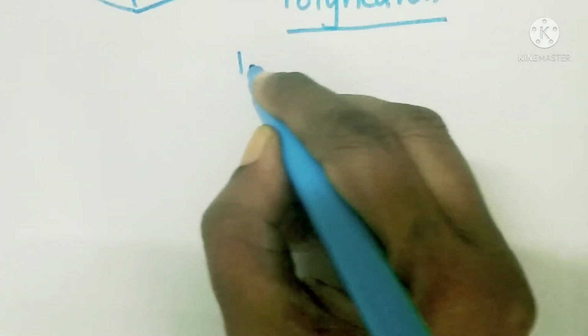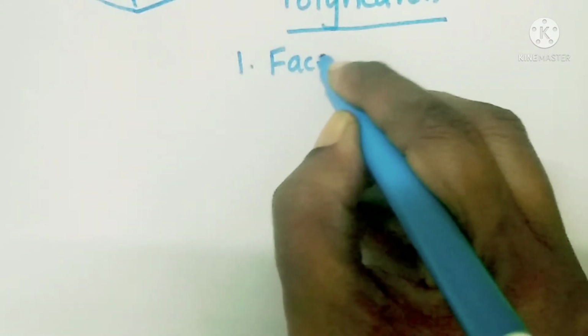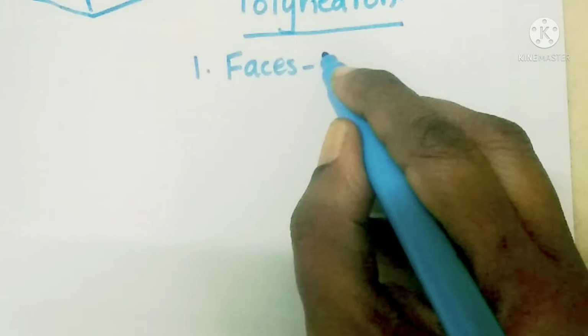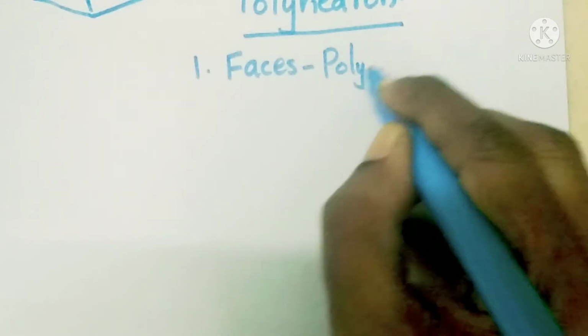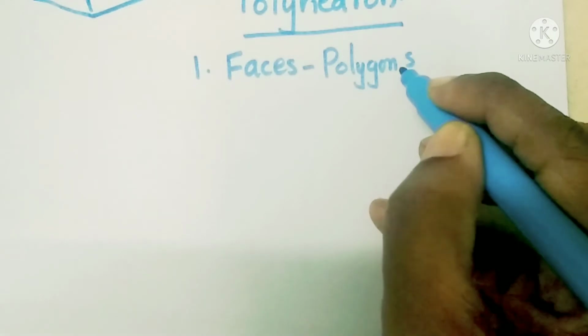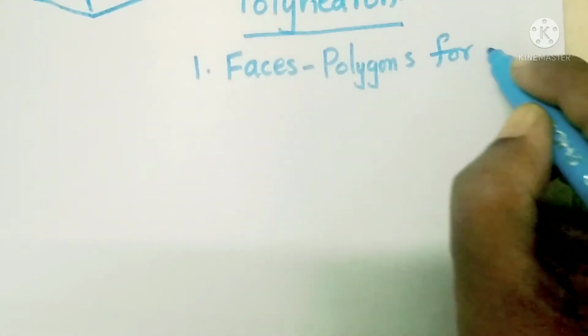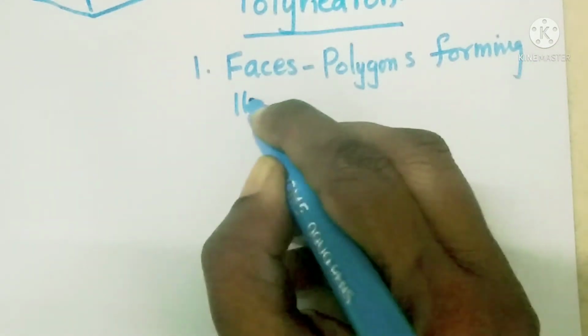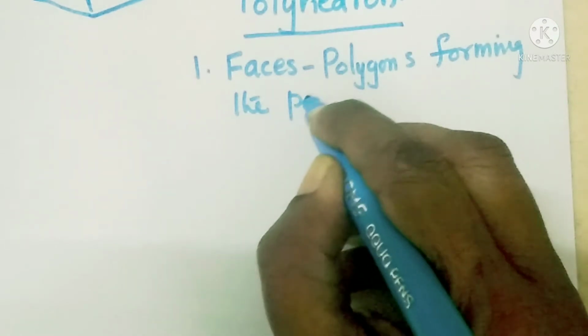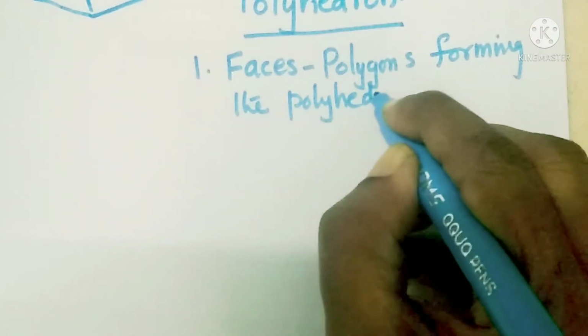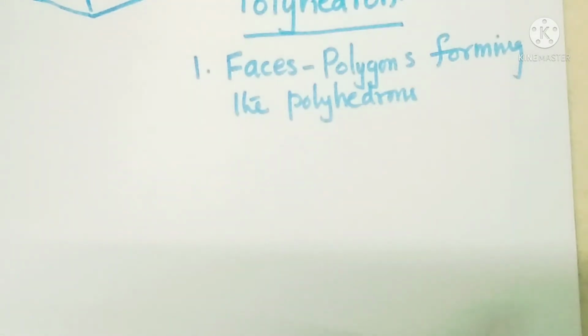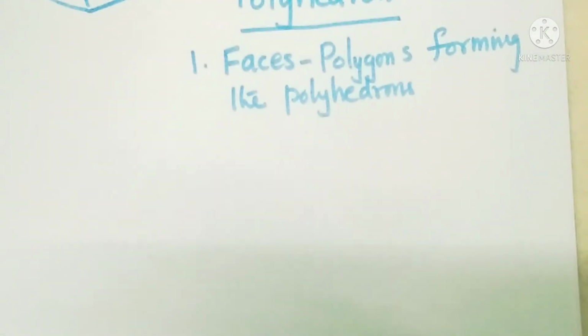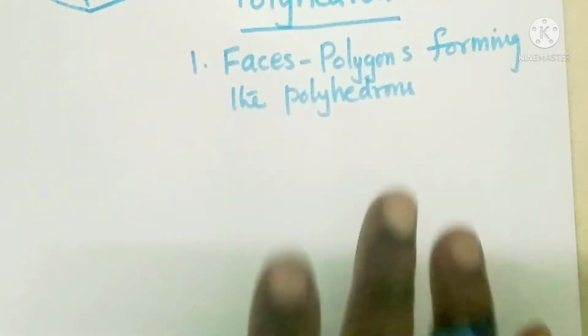What are they called? They are called the faces. So, we learnt first about faces. What are the faces? The polygons forming the polyhedrons are called faces. Okay. So, depending upon the type of polyhedron, it may have different number of faces.